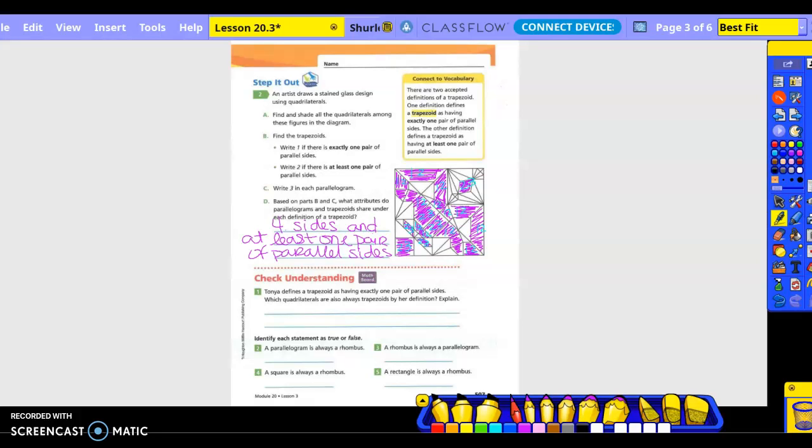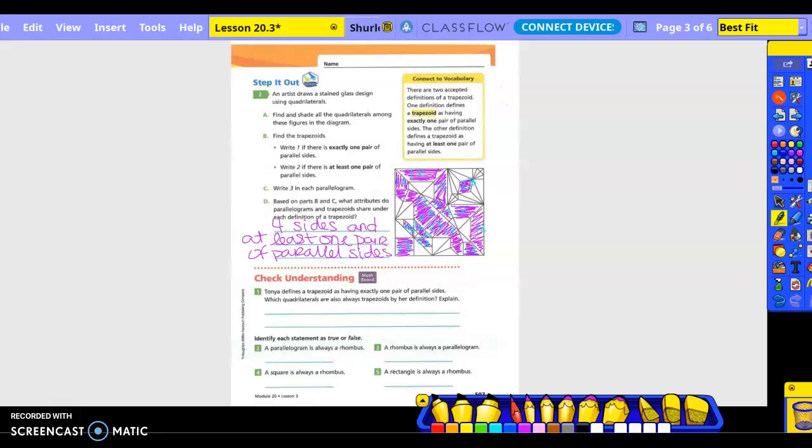Fifth grade instant math lesson 20.3 part 2. Check understanding. Number 1, telling you to find the trapezoid as having exactly one pair of parallel sides. Which quadrilaterals are also always trapezoids by her definition?